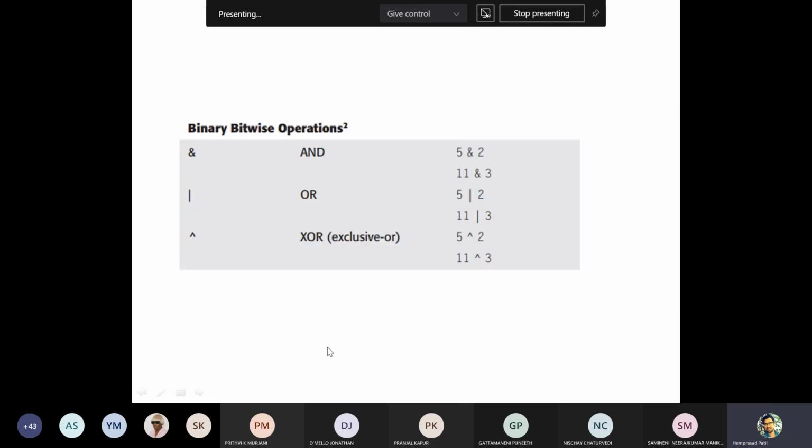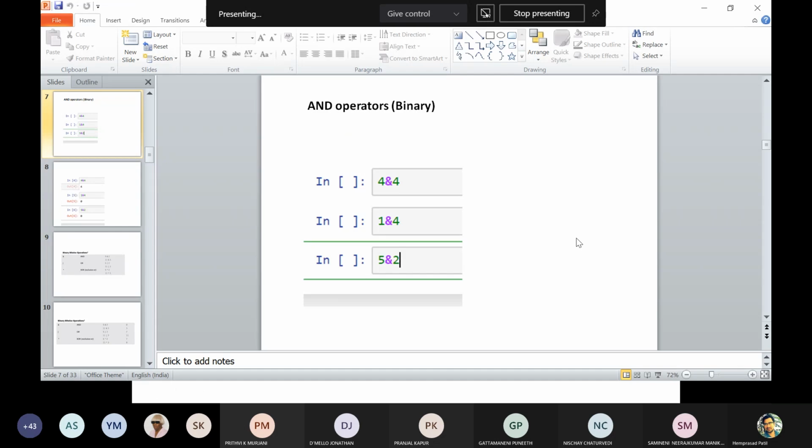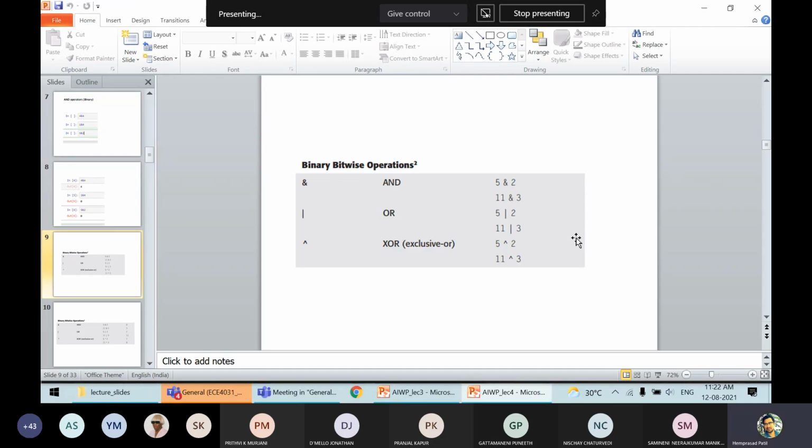I hope all of you understood the logic behind this. Then find the answers for this. 5 and 2, no need to find. This 11 and 3. 5 or 2, 11 or 3. 5 XOR 2, 11 XOR 3. Be quick. Reply with the answers in the chat box.